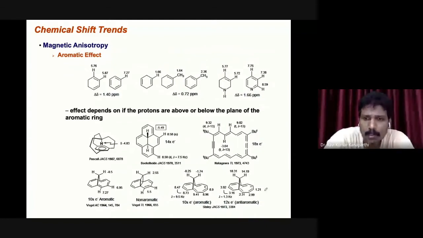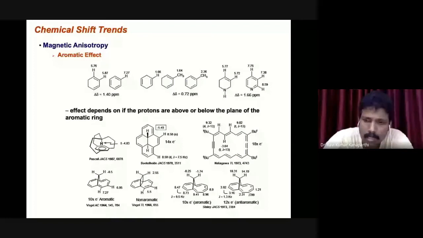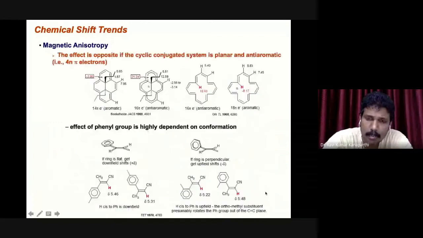So when you compare anti-aromatic and aromatic compounds, as I pointed out yesterday, the effect of aromaticity on the chemical shift value is quite opposite. Okay, so please remember that. In the case of an anti-aromatic compound, the peripheral protons will be seen at a lower chemical shift value as compared to the inner protons.